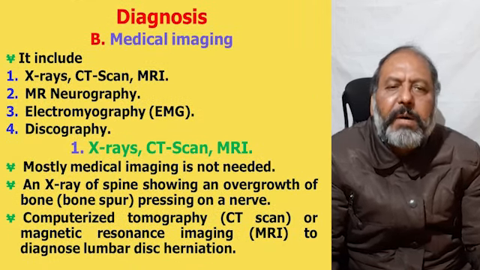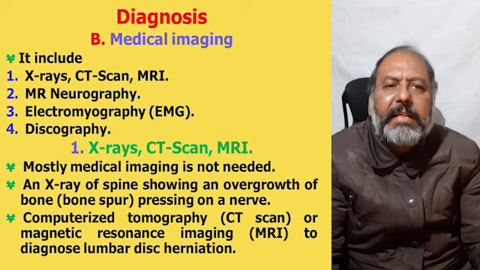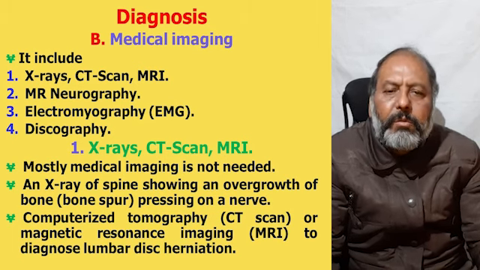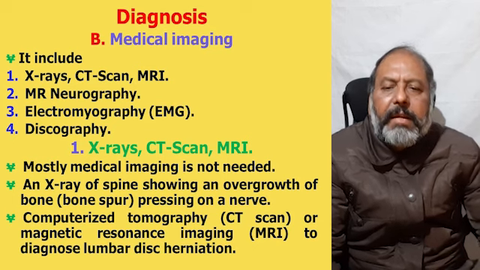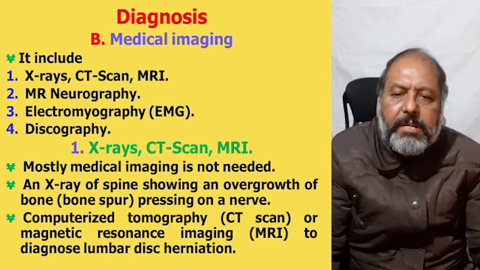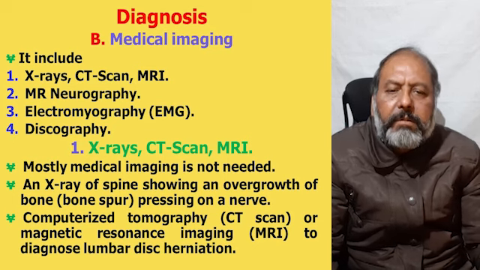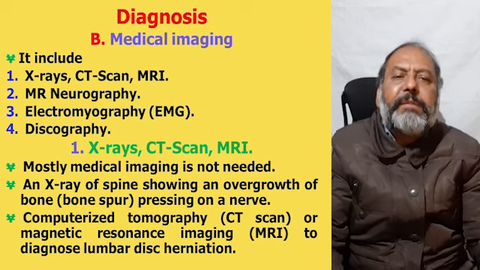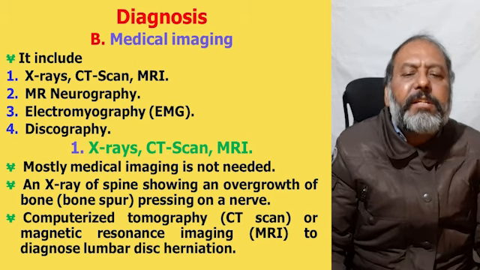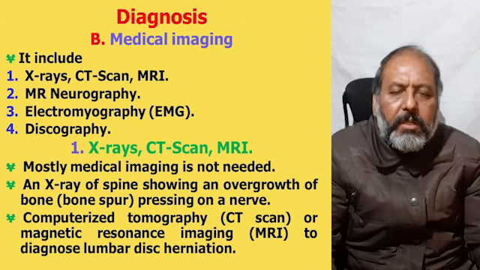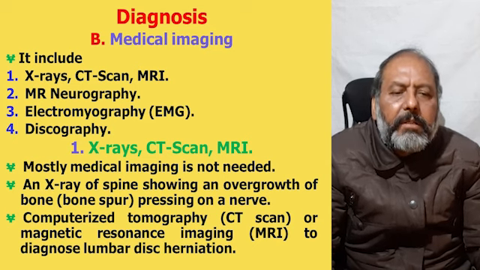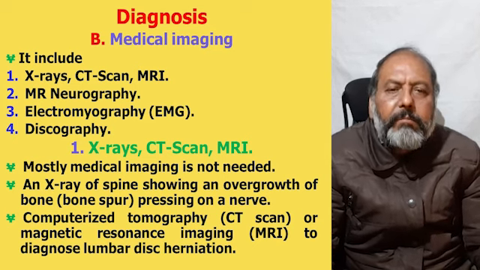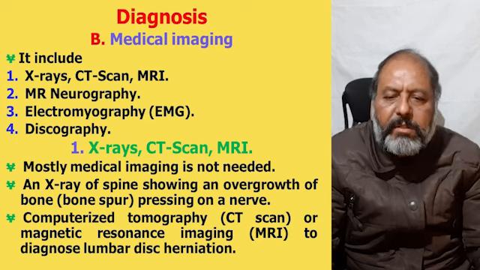Now, the other part of the diagnosis is medical imaging, and it includes number 1, X-ray, CT scan, MRI, number 2, MR neurography, number 3, electromyography, EMG, and number 4, discography. First, we are going to discuss X-ray, CT scan, and MRI. Mostly medical imaging is not needed.